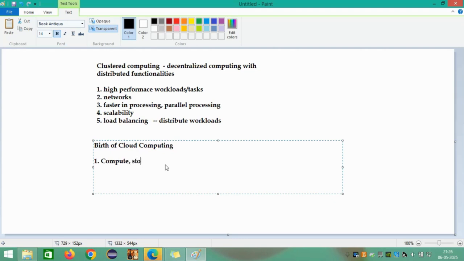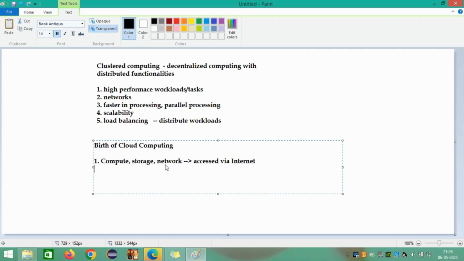compute, storage, network. All these things are seen as features which are accessed via the internet. So to work with cloud computing, first you must have a good speed of internet through which you can access all these resources over the internet. You don't literally need to have all these resources inside your system.